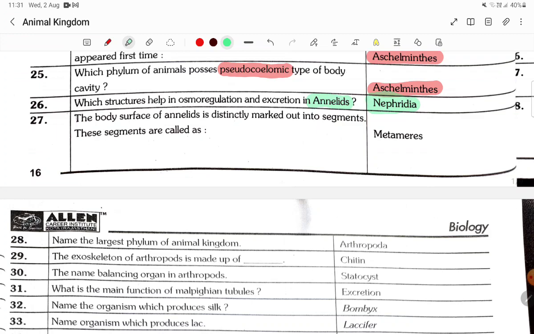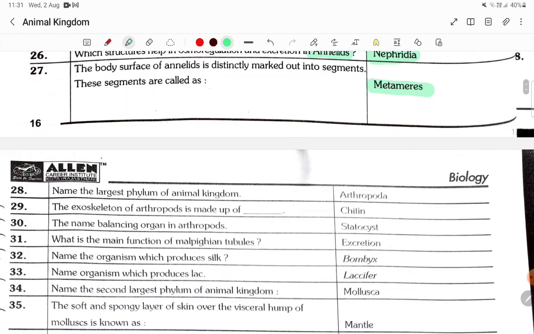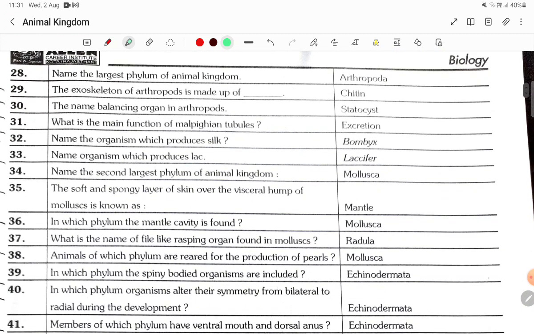Question number 27 is, the body surface of annelids is distinctly marked out into segments. These segments are known as metameres. Coming on question number 28, name the largest phylum of animal kingdom, so Arthropoda. Question number 29 is, the exoskeleton of arthropods is made up of chitin. This is important. Question number 30 is, name the balancing organ.